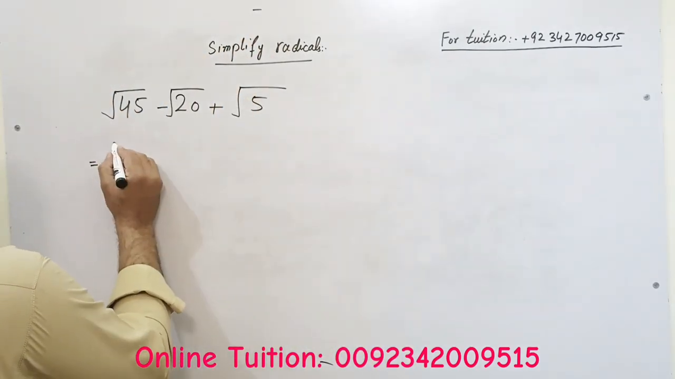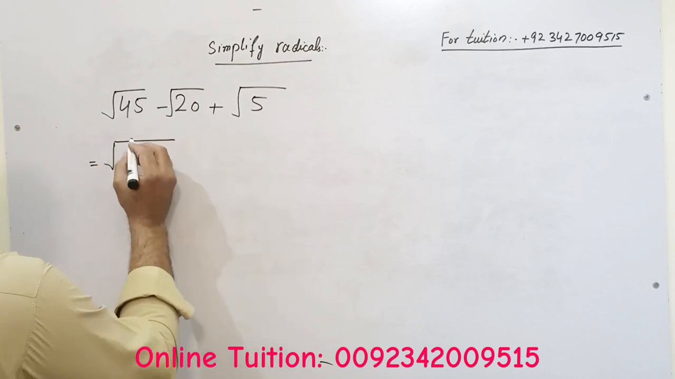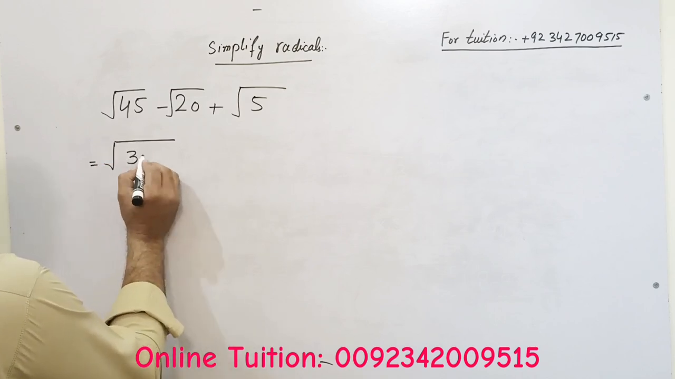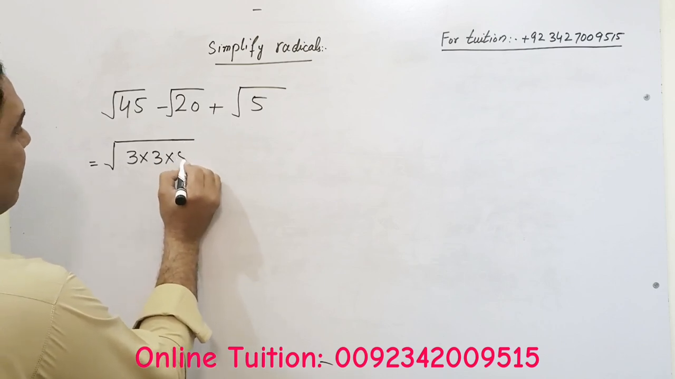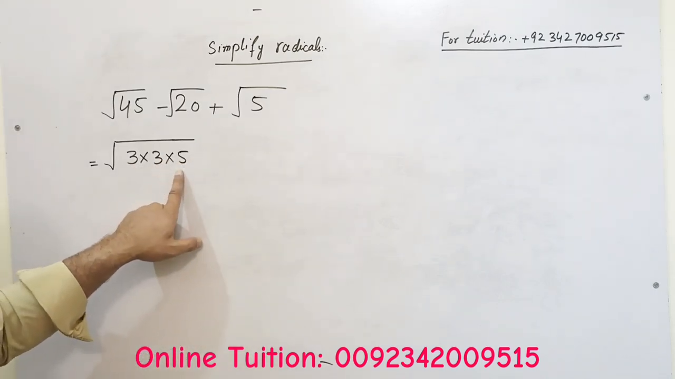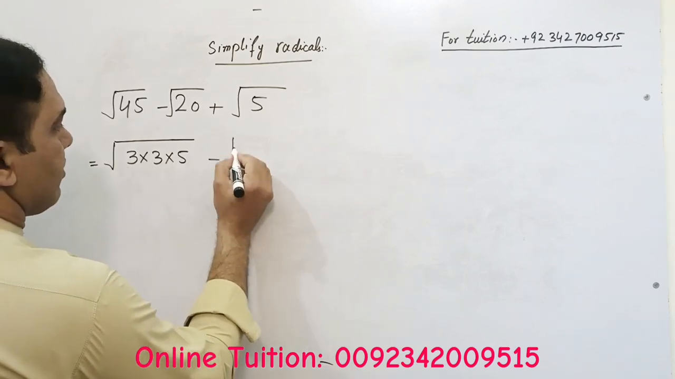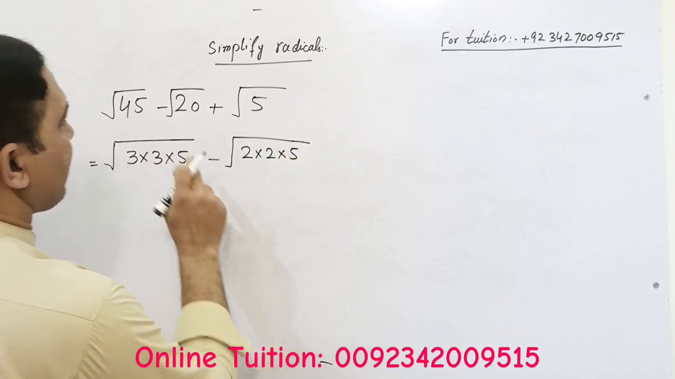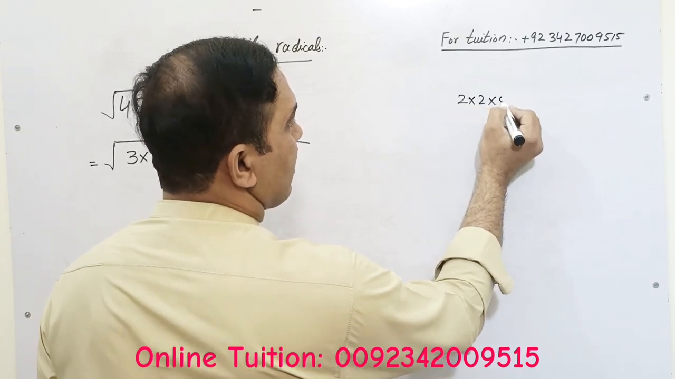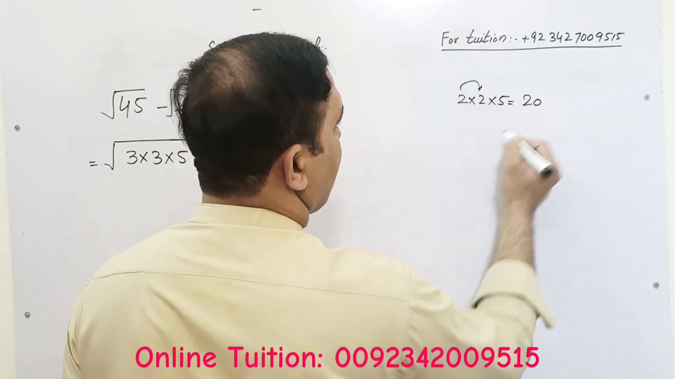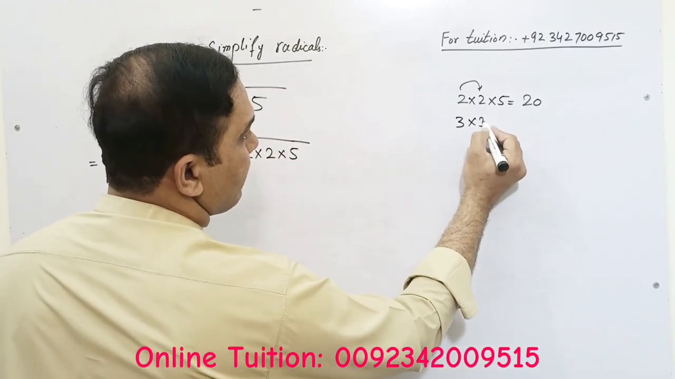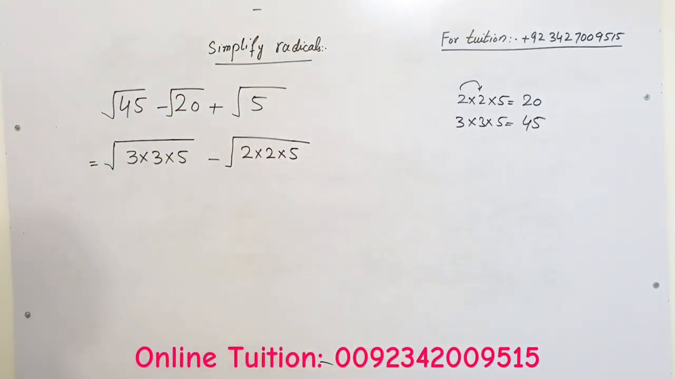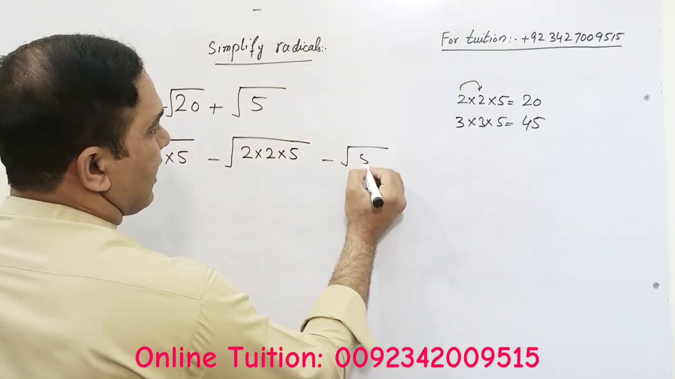Square root of 45 negative square root of 20 plus square root of 5, and simplify them. First of all, factor them. 3 multiply 3 multiply 5. 3 3s are 9, 9 5s are 45. Now what to do? 2 multiply 2 multiply 5, these are the factors of 20. How? 2 multiply 2 multiply 5 is equal to 20. 2 2s are 4, 4 5s are 20. And similarly 3 3s are 9, 9 5s are 45. These are the factors. Now 5 as it is.